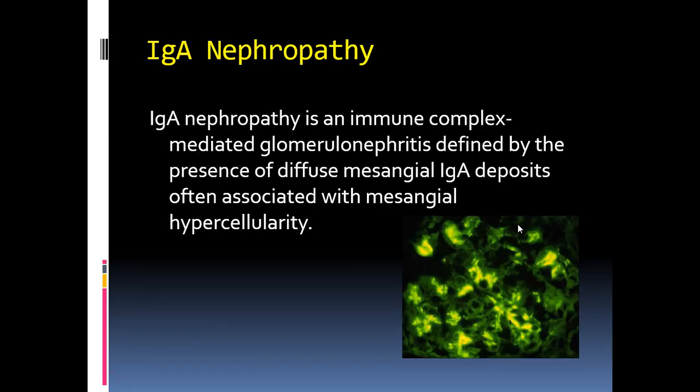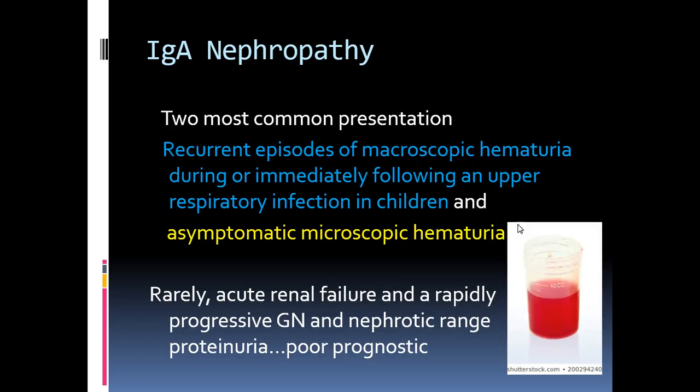Coming to the entity of IgA nephropathy, it is immune complex mediated. It has a variable spectrum of histopathology changes. You can have mesangial proliferation only, you can have a membranous pattern, but the pathognomonic feature is the IgA deposits in the IgA nephropathy. They usually present with gross or microscopic hematuria, recurrent hematuria, usually following a respiratory tract infection, the entity which you called synpharyngitic. Rarely acute renal failure or rapidly progressive glomerulonephritis and nephrotic range proteinuria can be there.